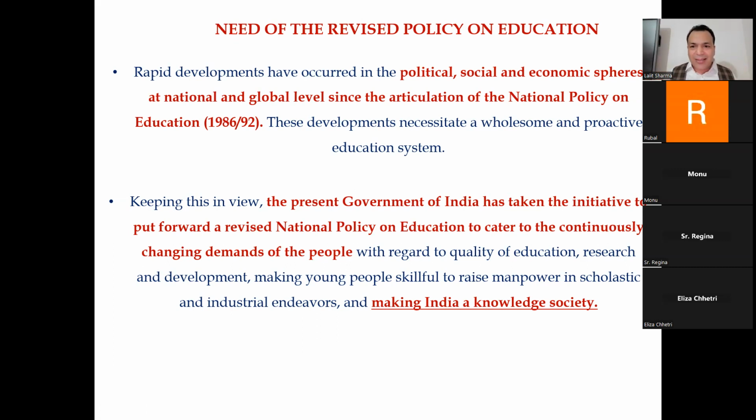The present government of India has taken the initiative to put forward a revised National Policy on Education to cater to the continuously changing demand of the people with regard to quality of education. Since 1986, quality of education was poor. Research and development, zero, right? Making young people skilled: people were not skilled. They were studying, but they were not skilled. Skill was also zero. To raise manpower in scholastic and industrial endeavor and make India a knowledgeable society. Till 1986, it was not knowledgeable, skilled persons were not there, the level of education was not good. So this policy worked on all these points, right?